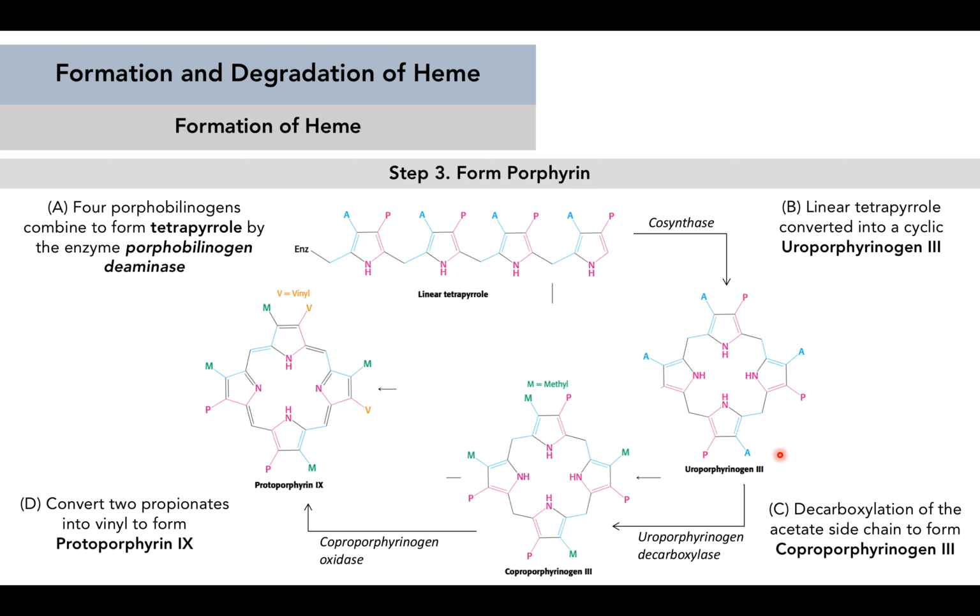We perform decarboxylation of the acetate side chain here to form coproporphyrinogen 3. So as you can see, the A group here is gone. And then we need to convert the coproporphyrinogen 3 into protoporphyrin. And once we've got this protoporphyrin, we can then add the heme group. So this is not a heme yet, it's only just the protoporphyrin.